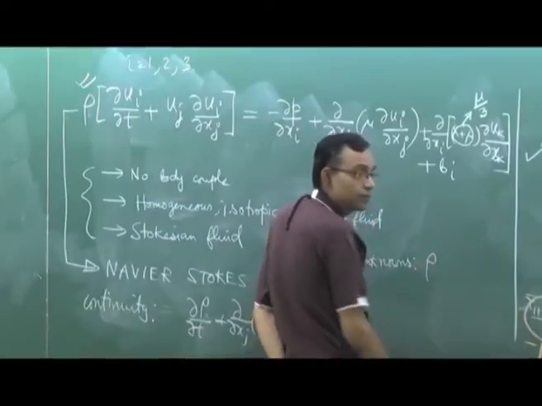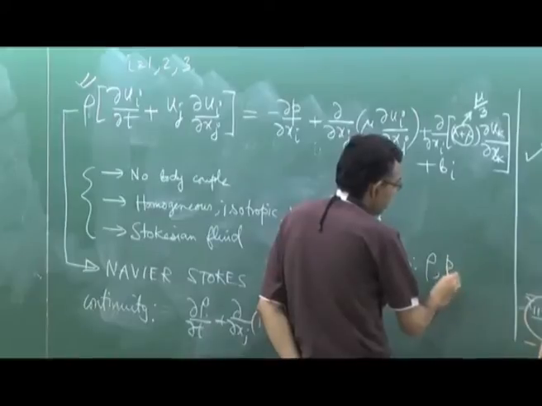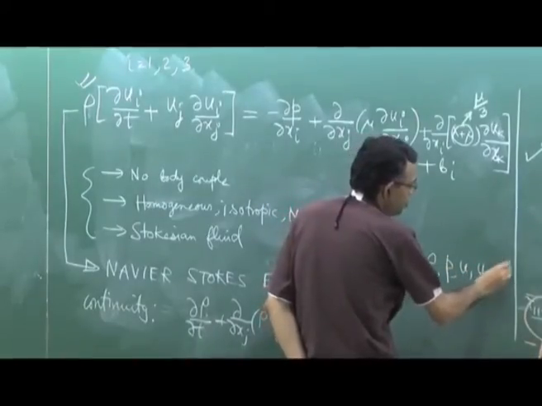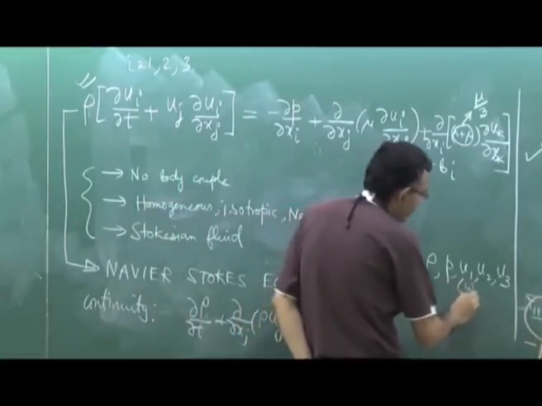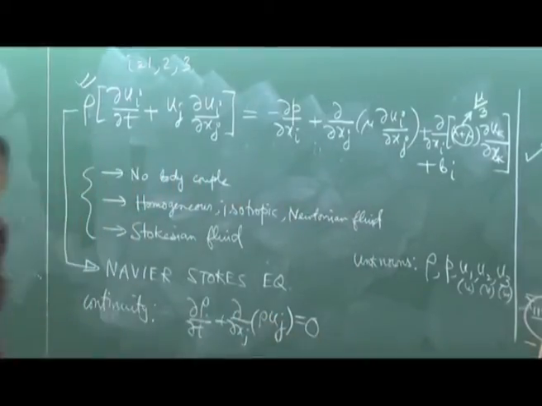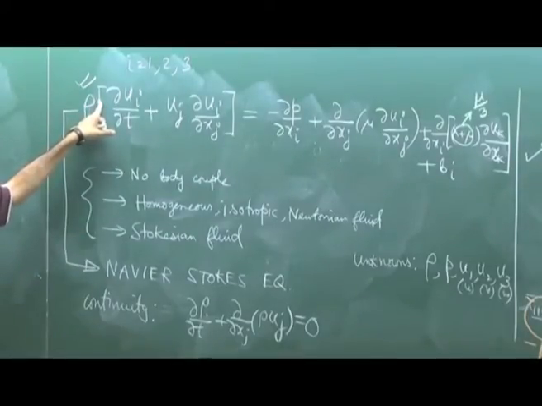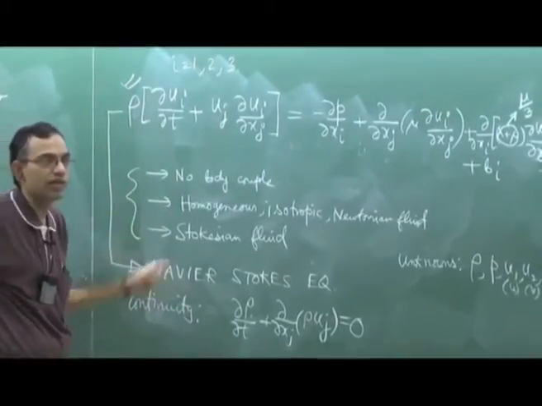Rho, P pressure, U1, U2, U3. These are basically U, V, W. Okay. So you have 5 unknowns. How many equations you have? Here you have 3 equations and you have 4 equations. So this also does not close the system.